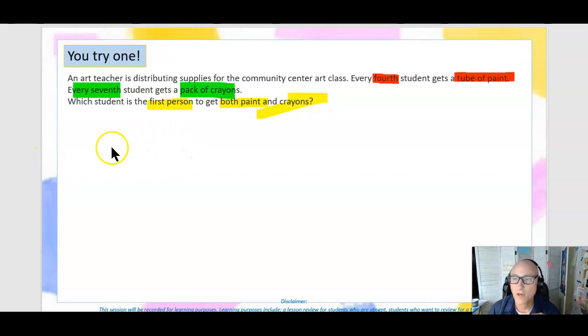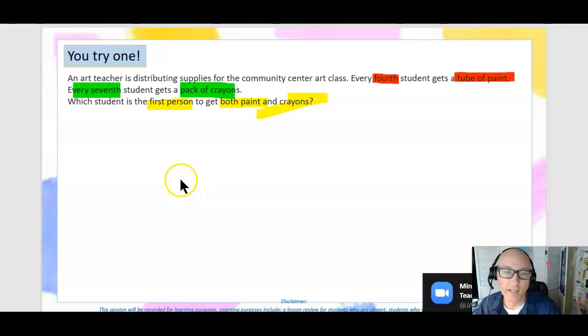If you were to write it out, 4 has multiples. It goes on and on forever, but which one is the first? If it were greatest common factor, it would be the last. Which person is the last person to get it? There is no last person here because it goes on forever and ever. Well, maybe we don't have enough tubes of paint and packs of crayons for everyone, so there would be some limits here, but theoretically, that's the difference between math theory and math application.